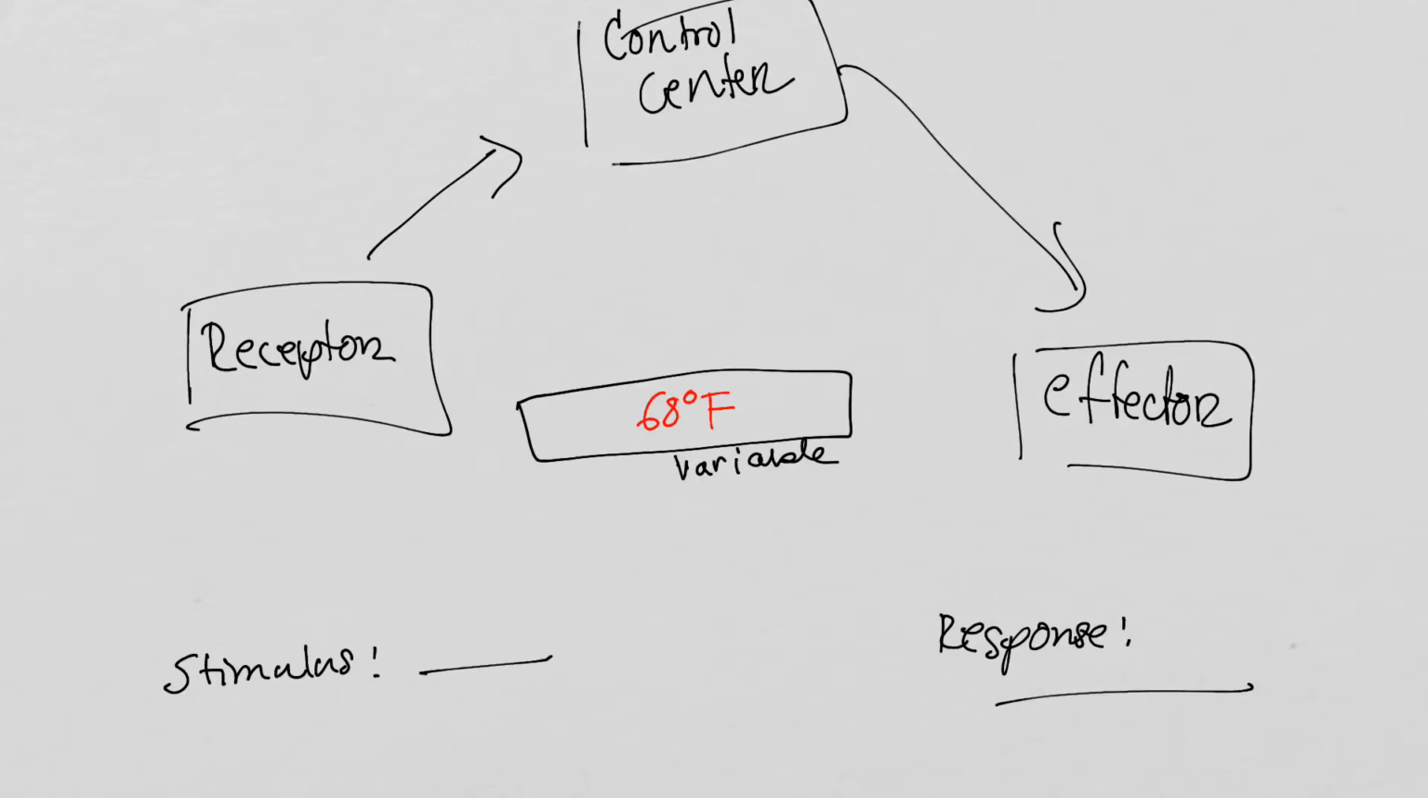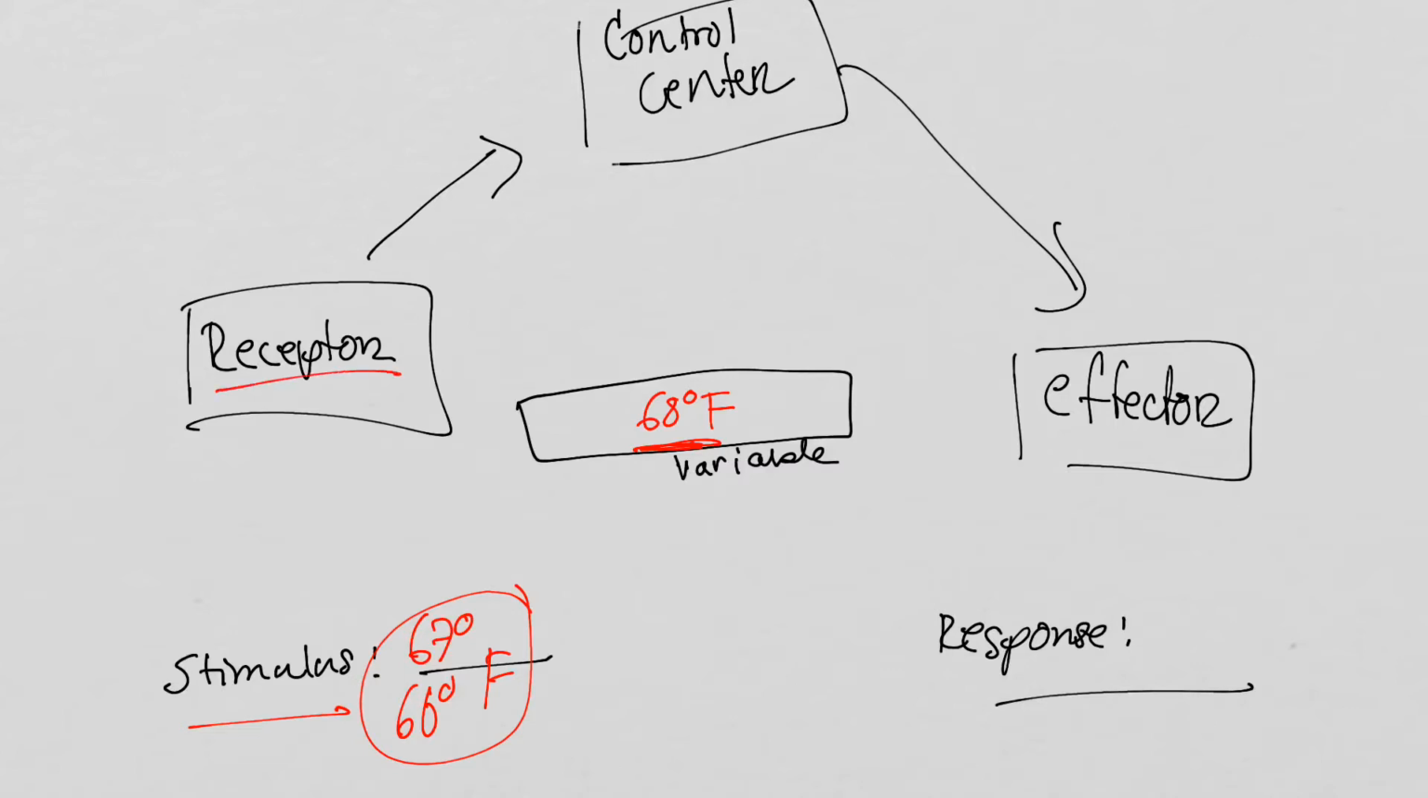So when the room temperature drops below that, say it drops to 67 degrees or 66 degrees Fahrenheit, that's the stimulus. So 68 degrees is no longer being maintained. You have an imbalance, or homeostasis is no longer being maintained.